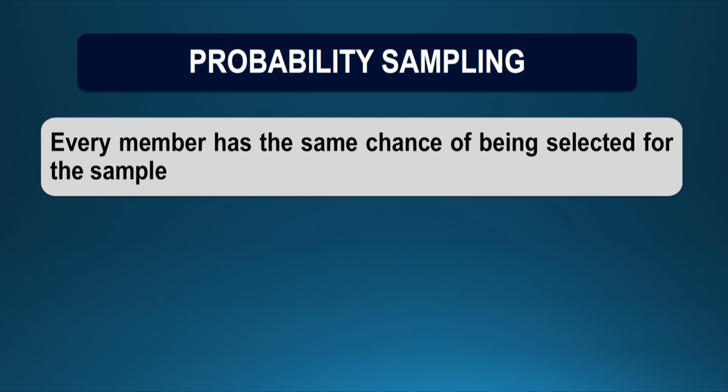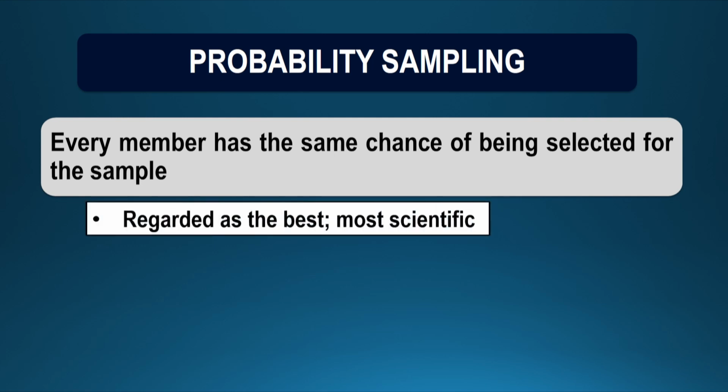So in sampling design, there are two different techniques: probability and non-probability sampling. If the researcher wishes to be able to make generalizations about a population and seeks representativeness of a wider population, in that case probability sampling techniques are used by the researcher. In probability sampling, every member has the same chance of being selected for the sample, and it is regarded as the best and most scientific sampling technique. As compared to non-probability sampling, probability sampling has less chance of bias.